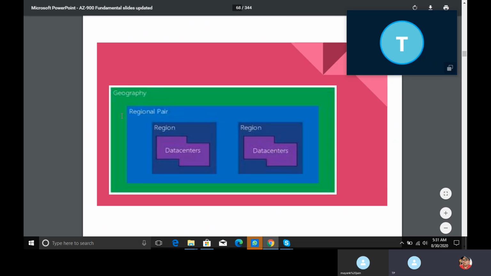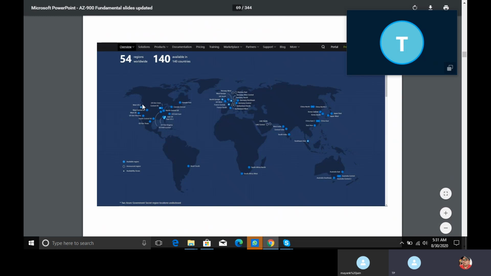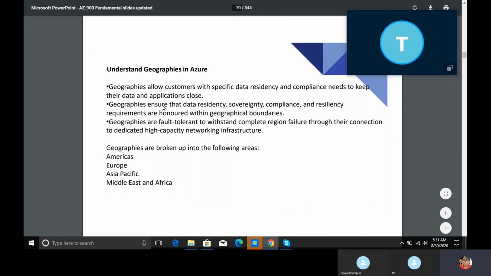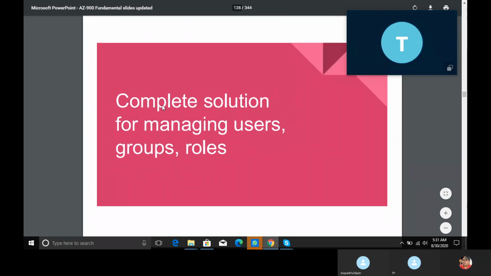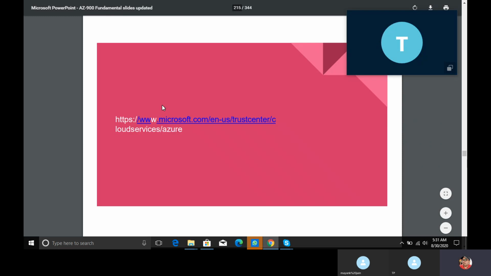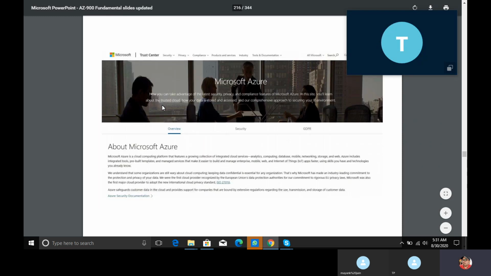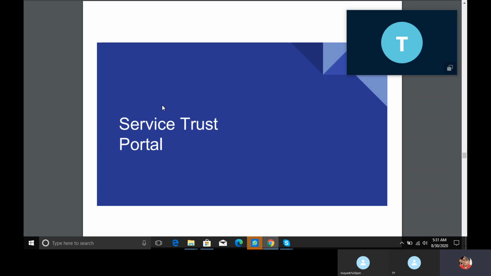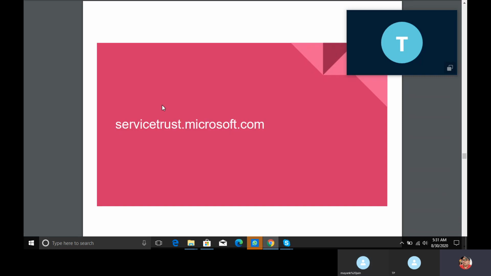So we have dedicated regions. See, this is the dedicated one: US DoD, US Virginia, US Iowa. Those are the dedicated regions. Now why do we need to trust you? Because you have lots of tools. So this is the only question. Now we have seen the trust center and the privacy center. There is one more service, known as the service trust portal.